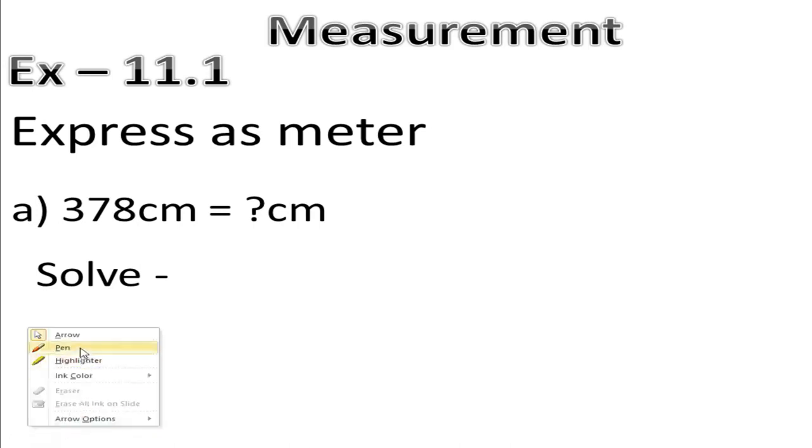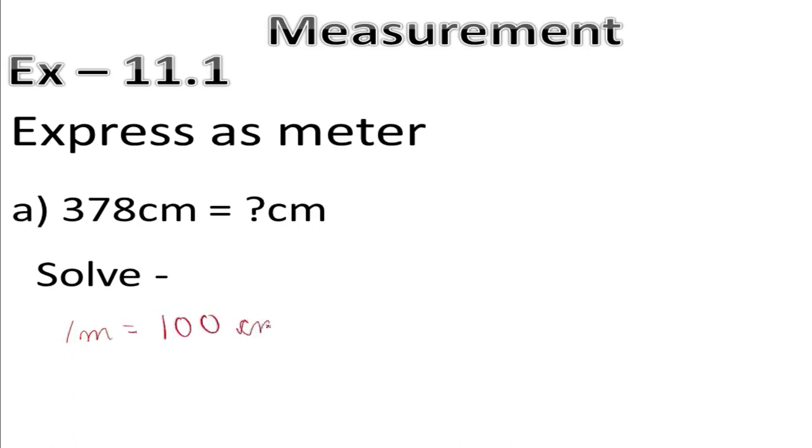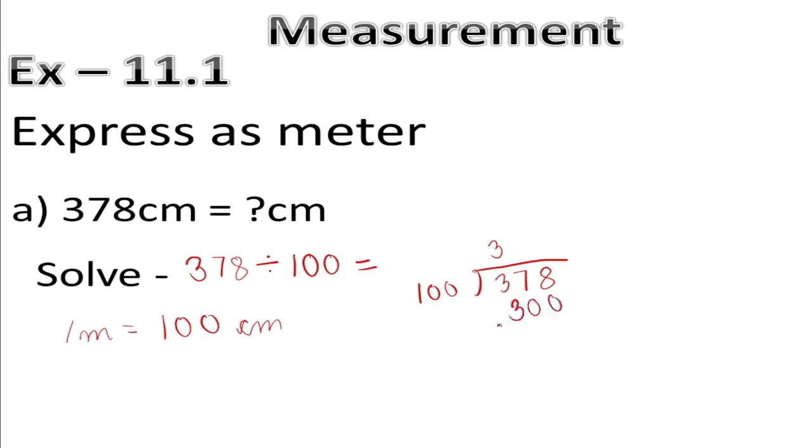378 सेंटीमीटर, 1 मीटर इक्वल्स 100 सेंटीमीटर। तो हम लोग 378 को 100 से डिवाइड कर देंगे। चलिए डिवाइड करते हैं। 378 डिवाइडेड बाई 100, 100 into 3 equals to 300.